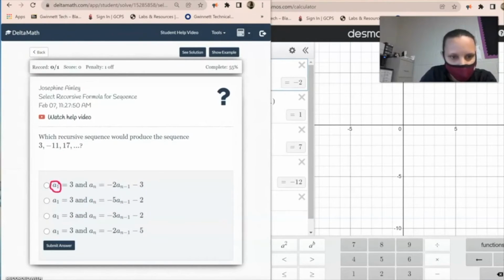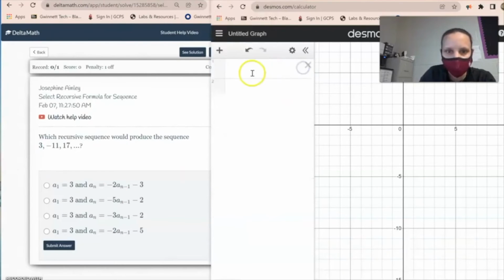So now I'm looking at the second one. So this is the second term. So when I'm looking for the second one, and then I subtract 1 from it, I'm going to get the first term. So what this is saying is -2 times whatever the first one was, which is this, then -3, is that going to give you 3? That's the question. Okay, so I'll put that in the calculator.